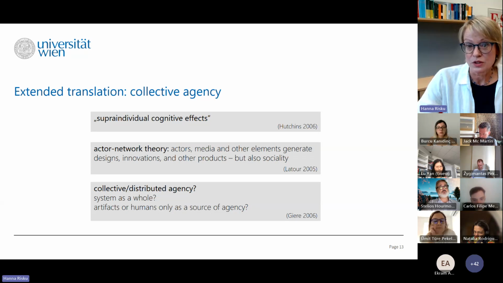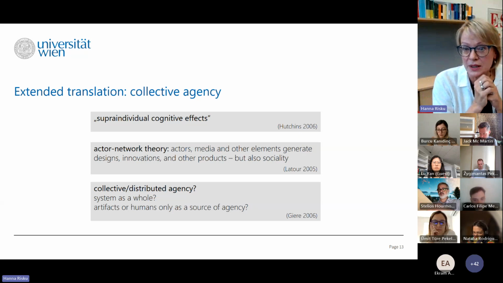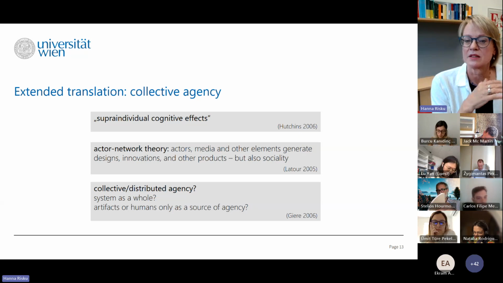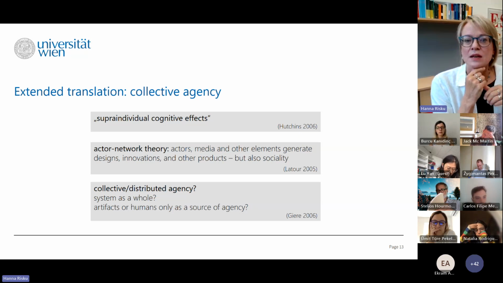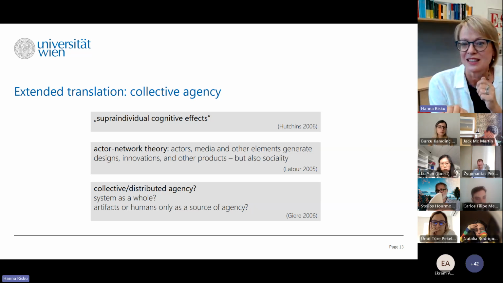So the extended cognition approach actually assumes collective cognitive characteristics. Hutchins speaks here of supra-individual cognitive effects that differ from the cognitive characteristics and preferences and possibilities of the individuals who participate in such processes. Of course, here you could say the whole is greater and the whole is something other than the sum of its parts.